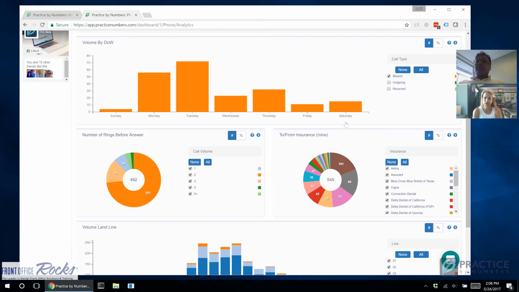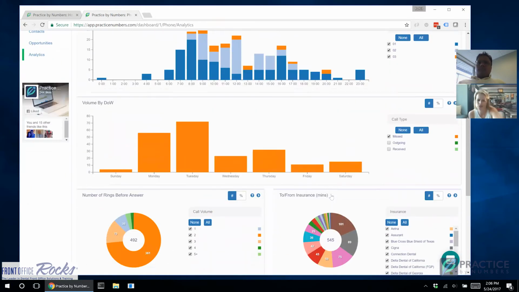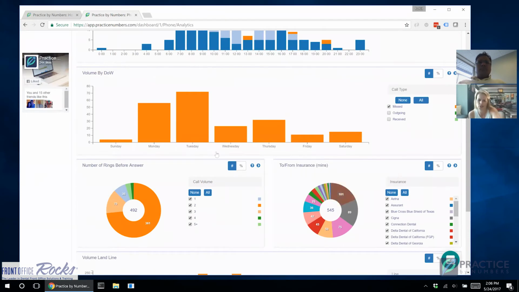Yeah, and I like this number of rings. Don't miss that, because I teach this all the time. Is this how many times the phone rang before we answered it? Number of rings before answer. Exactly. This is important because you don't want to let the phone ring more than 2 times. When it goes 3, 4, or 5 times, potential patients are thinking we're too busy for them.